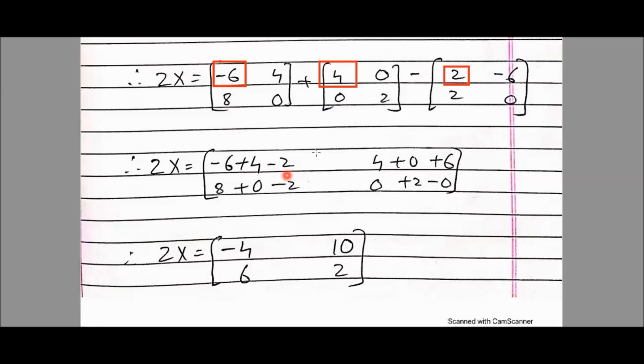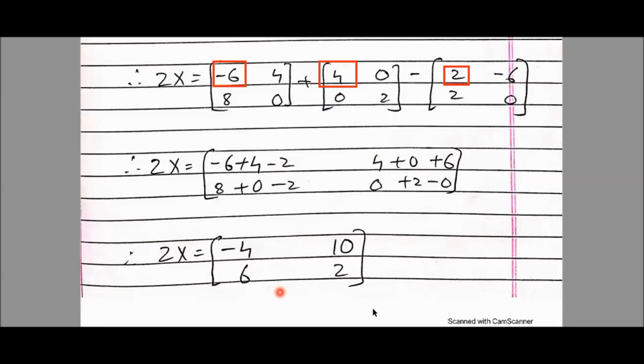Understood? Now see this. Here for the second element it will be 4 plus 0 minus of minus 6. So it will become 4 plus 0, and minus of minus 6 becomes plus 6. So 4 plus 0 plus 6. Similarly, 8, I wrote 8 here plus 0. So I wrote 0 plus 0 here. Minus 2. So I wrote minus 2 here. And just we need to solve it. So when we solve this, minus 6 plus 4 minus 2 is minus 4. 4 plus 0 plus 6 is 10 and so on.